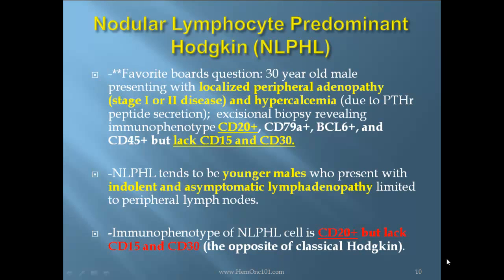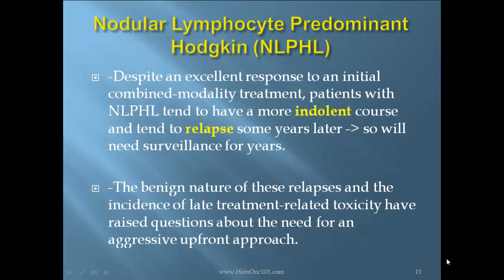NLPHL tends to be in younger males, presenting with indolent and asymptomatic lymphadenopathy limited to peripheral lymph nodes. The immunophenotype of NLPHL, again, is CD20 positive, but lacks CD15 and CD30, the opposite of classical Hodgkin's. Despite an excellent initial response to combined modality treatment, patients with NLPHL tend to have a more indolent course and tend to relapse some years later, so will need surveillance for years.